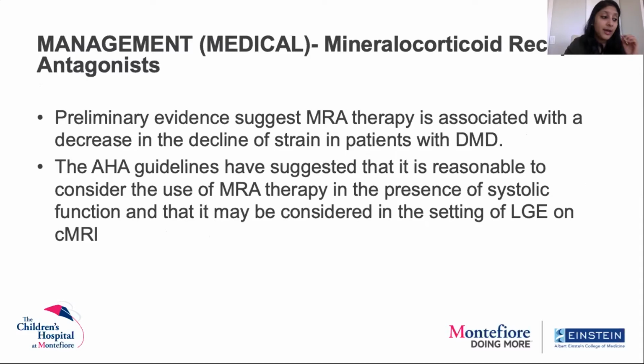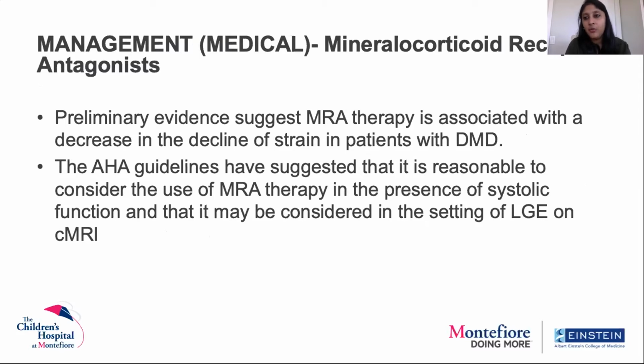The third line of therapy is called a mineralocorticoid receptor antagonist, or spironolactone, Aldactone. Those are the medications that we start. And there is very limited data that suggests that patients who get started on this therapy, especially patients with Duchenne muscular dystrophy, that it prevents further decline in these patients who have poor heart function.